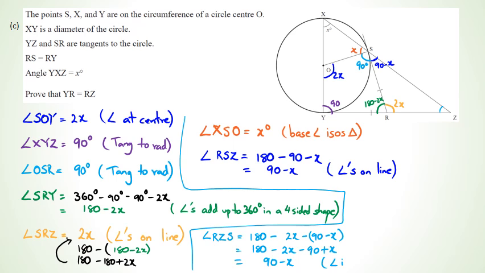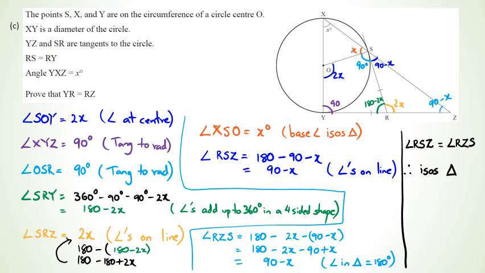You can just say angles in a triangle equal 180 degrees. So you have 90 minus x is this. So once you have this, you can actually see that angle RSZ equals angle RZS. Therefore, this is an isosceles triangle.